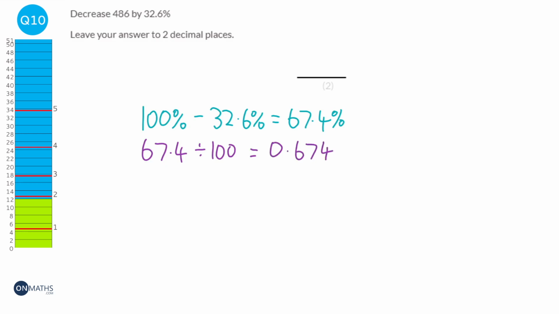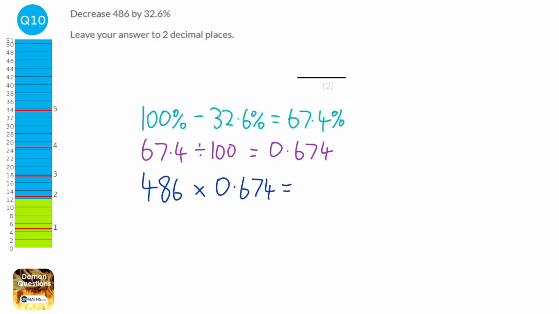So we're going to divide it by 100, and that will make it into a multiplier. And the beauty about a multiplier is all we need to do is get the amount from the question, 486, and times it by the multiplier, and it will do all the hard work for us. And it will give us the answer of 327.56.